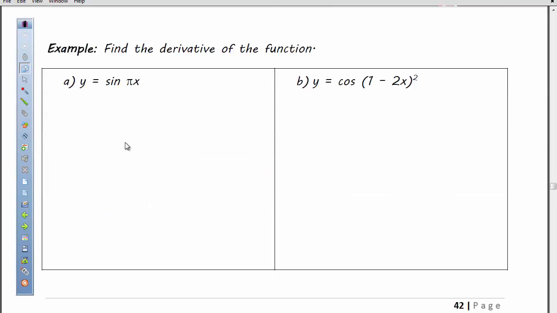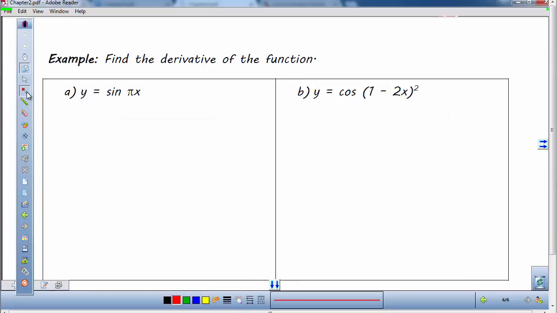All right, here's some more places where we might use the chain rule. Why would I use a chain rule here? What's my outside function in A? Sine. Now let me say this. I saw a little bit of this on the quiz. This is not sine times pi x. This is sine of pi x. That one's a little clearer.